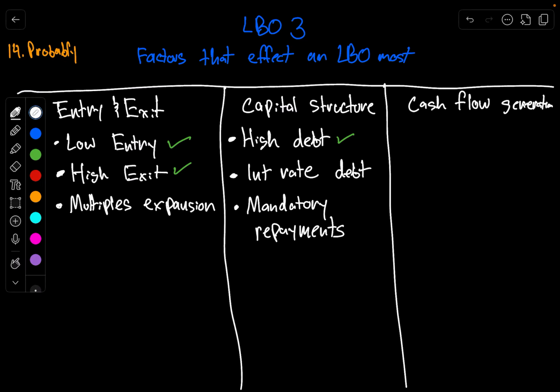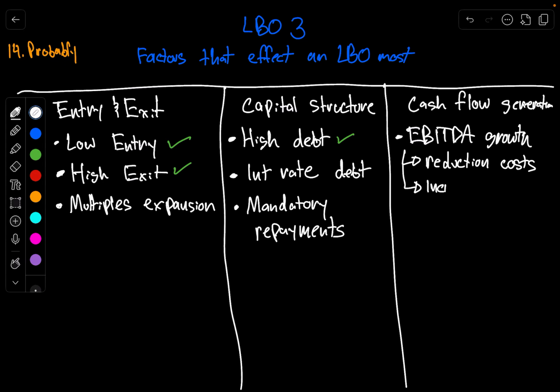Now let's talk about cash flow generation, right? The most basic one here is if they're able to grow EBITDA, right? So EBITDA growth over the period of time, right? So if they're just able to increase that figure as a whole, that would be great, right? And remember, underneath this, we can talk about the reduction of costs, right? So we can talk about all of the different costs associated with operating the business and say, we could reduce this cost, reduce that cost, right? And of course, we can also talk about increasing revenue, right?